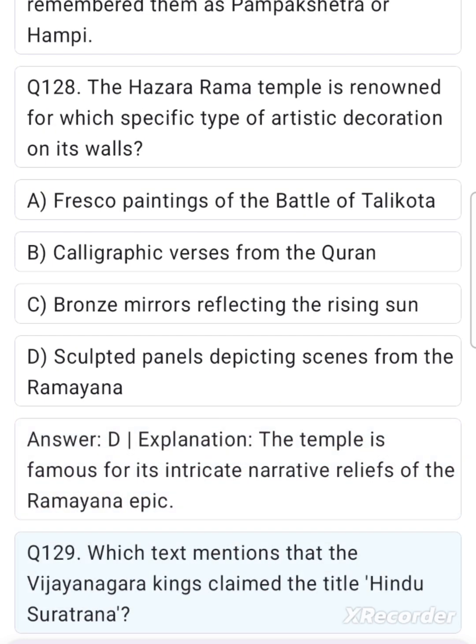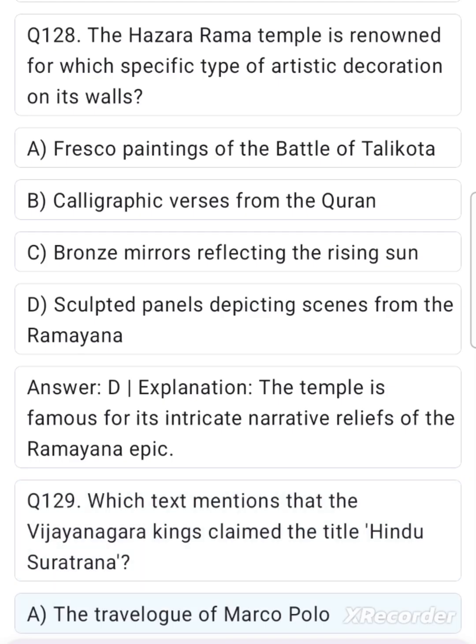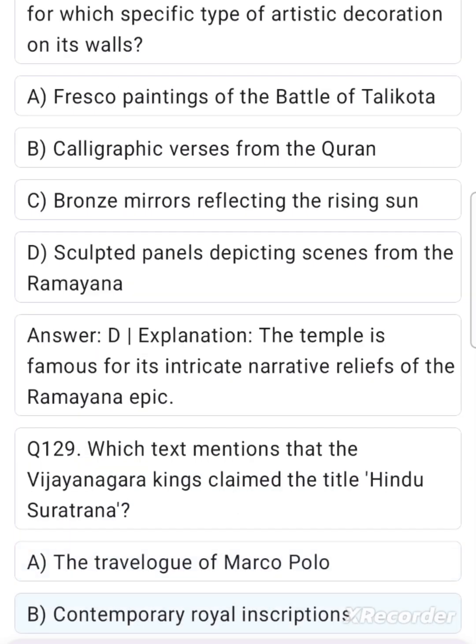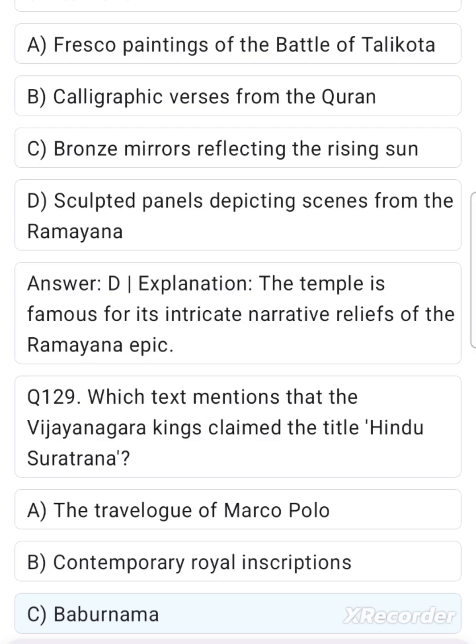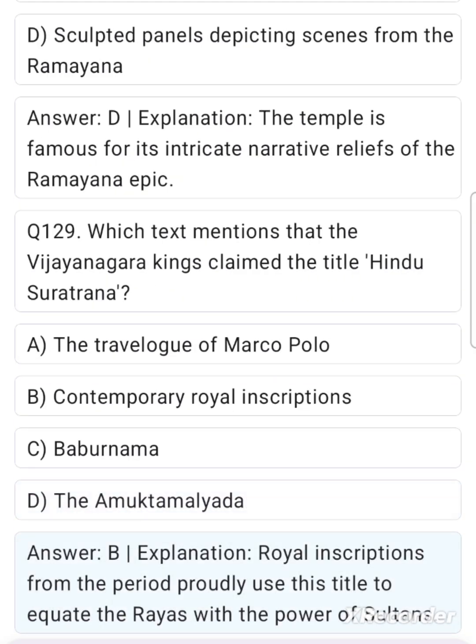Q129. Which text mentions that the Vijayanagara kings claimed the title Hindu Suratrana? A. The Travelogue of Marco Polo. B. Contemporary royal inscriptions. C. Baburnama. D. The Amuktamalyada. Answer: B. Explanation: Royal inscriptions from the period proudly use this title to equate the Rayas with the power of Sultans.